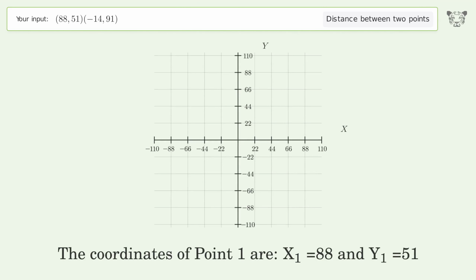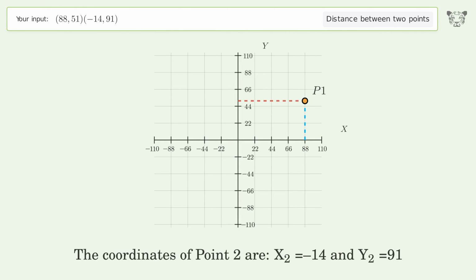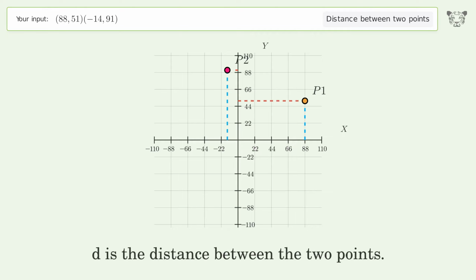The coordinates of point 1 are x1 equals 88 and y1 equals 51. The coordinates of point 2 are x2 equals negative 14 and y2 equals 91. D is the distance between the 2 points.